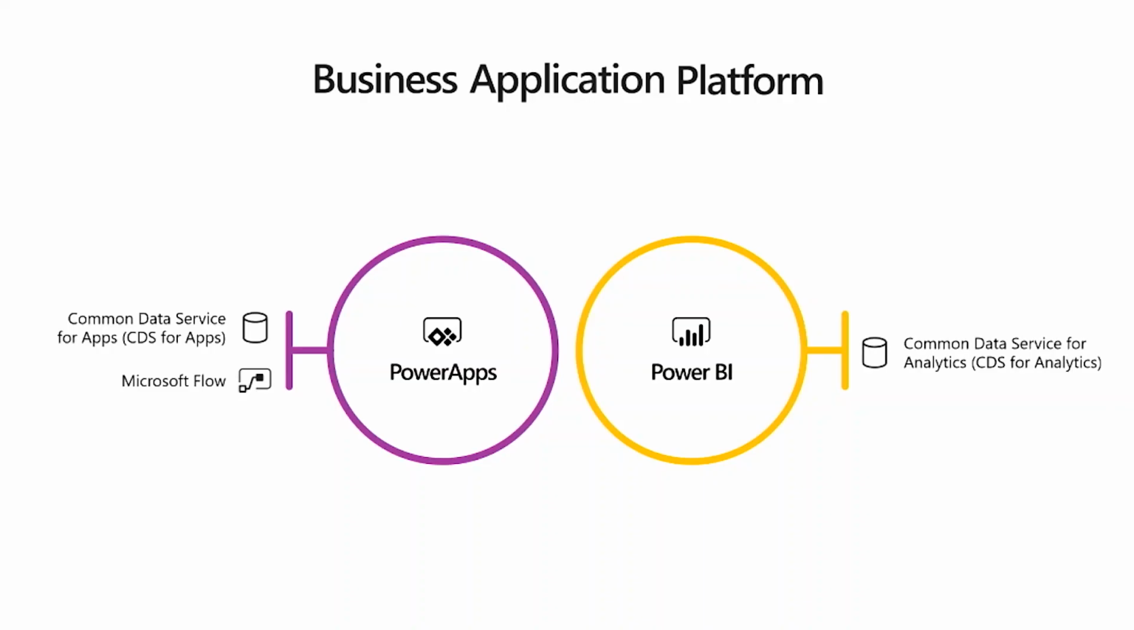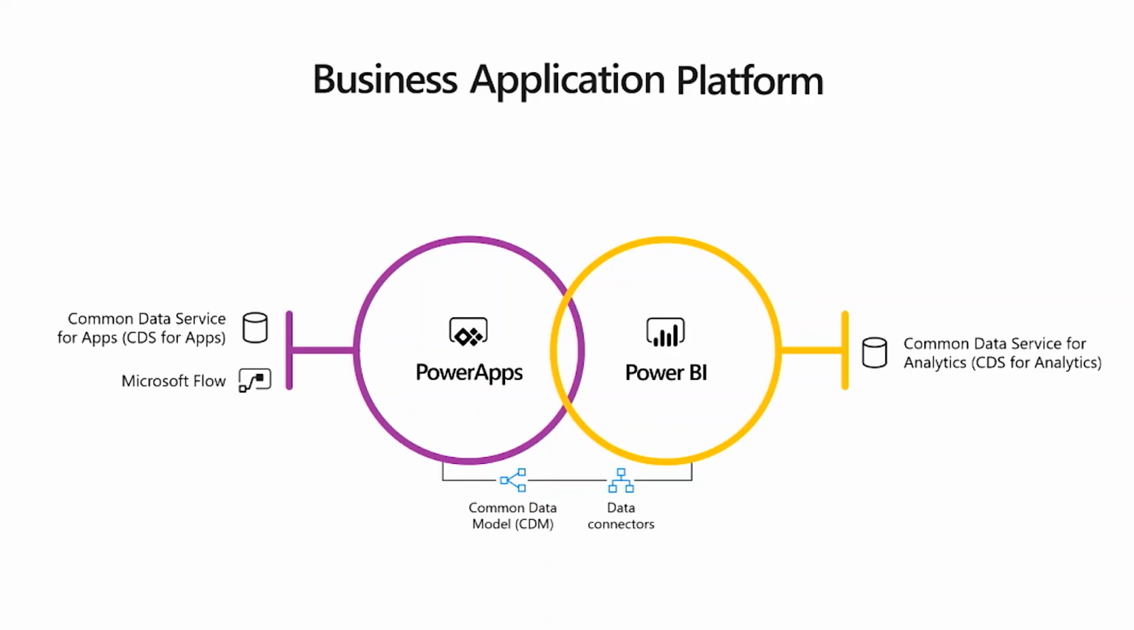Now, hanging off of the sides of these are data stores. You need to be able to store your data somewhere. And so there's 2 data stores that we've recently introduced under the term Common Data Service. And we've got the Common Data Service for apps, and we also have Common Data Service for analytics. And then we also have Microsoft Flow, which is what I'm going to be talking to you today about.